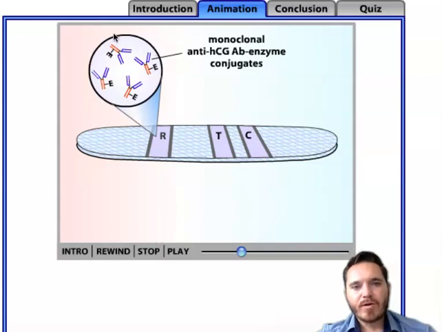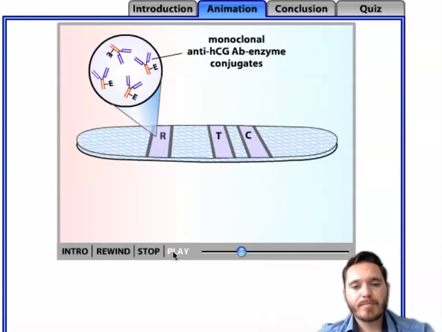So these are those monoclonal antibodies that were produced in the lab using the hybridoma cell, and they are attached to this reaction zone right here. They can detect and bind to HCG, that hormone that is produced from women that are pregnant. Women who are not pregnant do not produce that hormone.